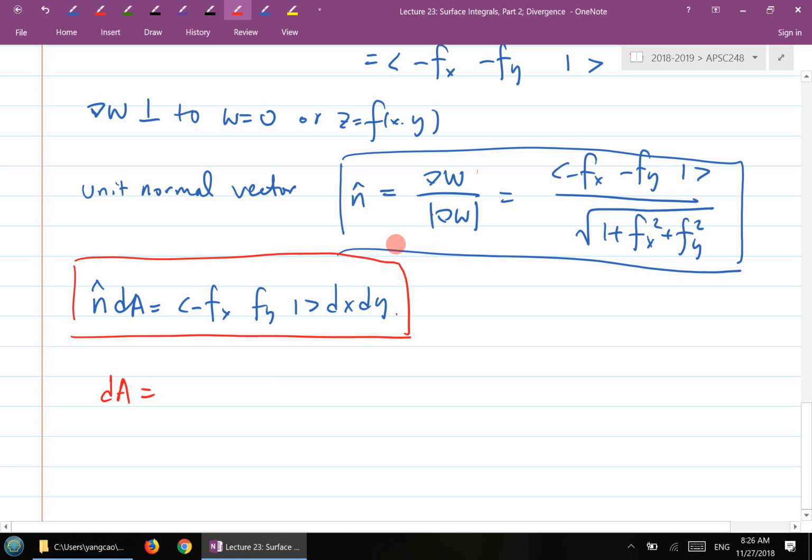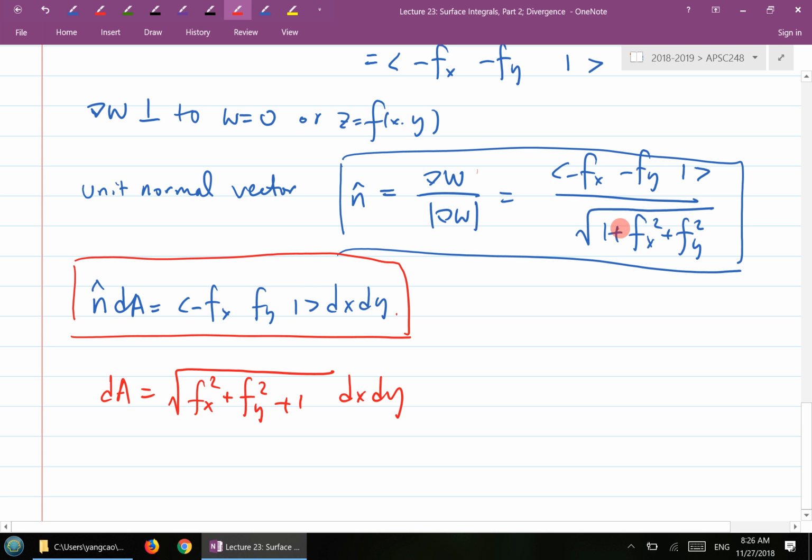So if you look at these two, if this is n hat, and this is n hat dA, then dA is actually equal to this piece times dx dy. And if you don't believe me, you can try it. If you try n hat times dA, you get the n hat dA formula. Try to multiply this with the dA, and you get the formula represented at the beginning, n hat dA.